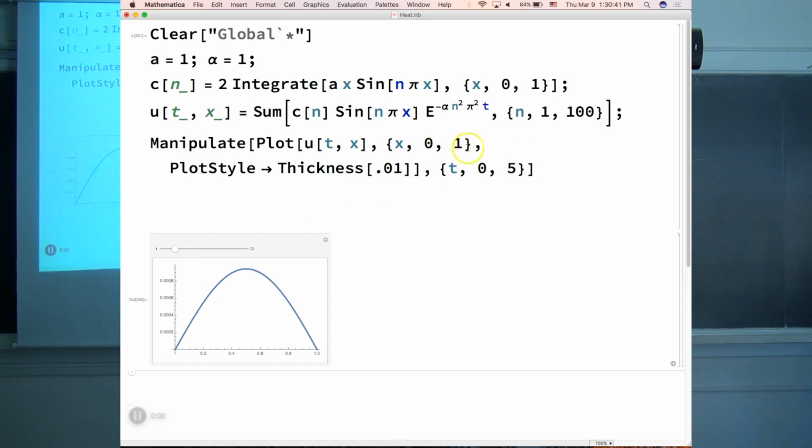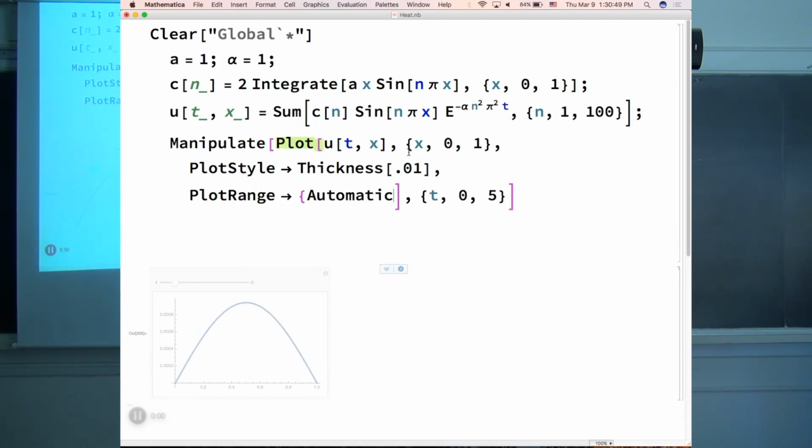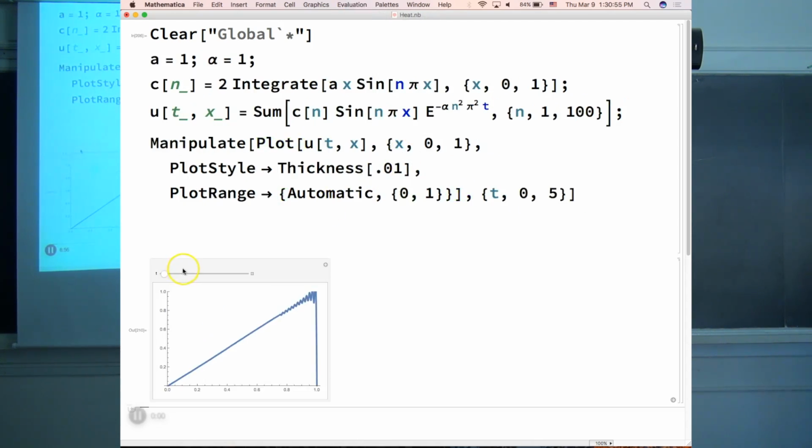So let me fix that. It goes in here, plot range. So in the x direction, it can be automatic. And in the y direction, let's go from 0 to 1. Okay, same picture. And here we go. Make sense? And then it's very quickly at 0. So we can actually go to 1. Probably does it. Well, it depends on alpha. But yes.